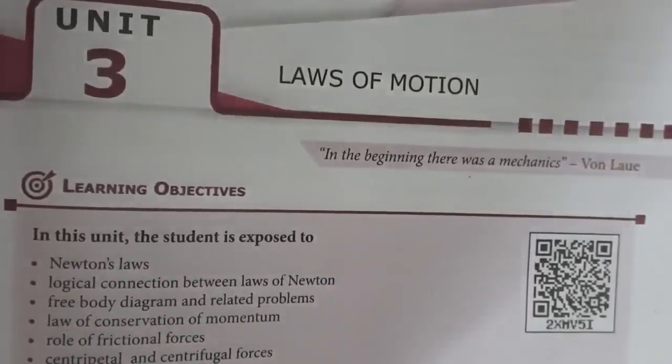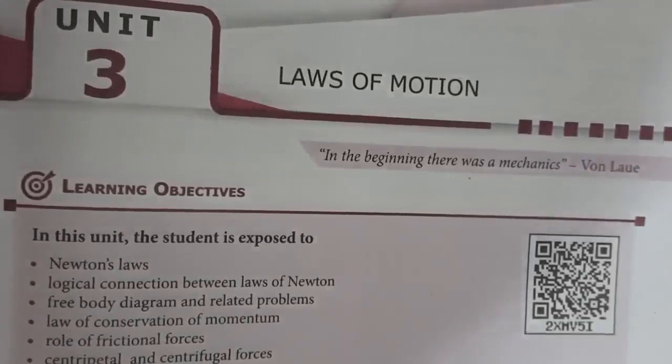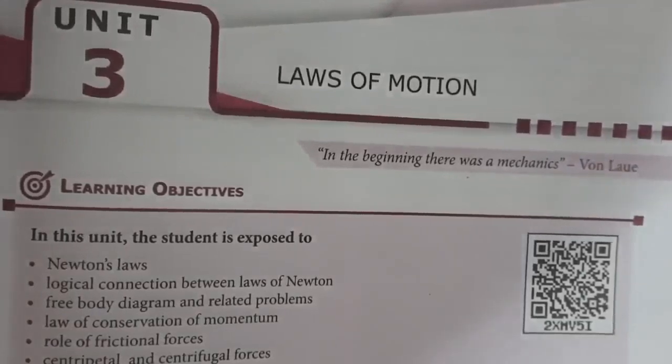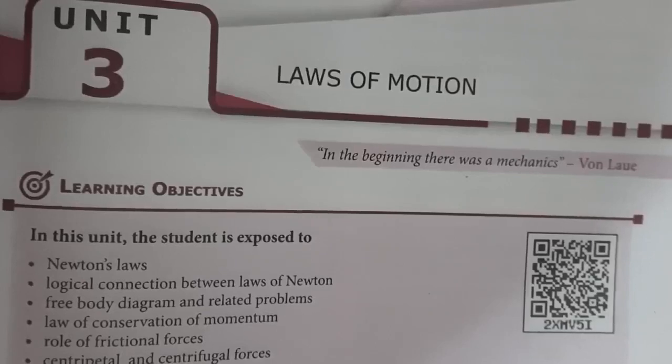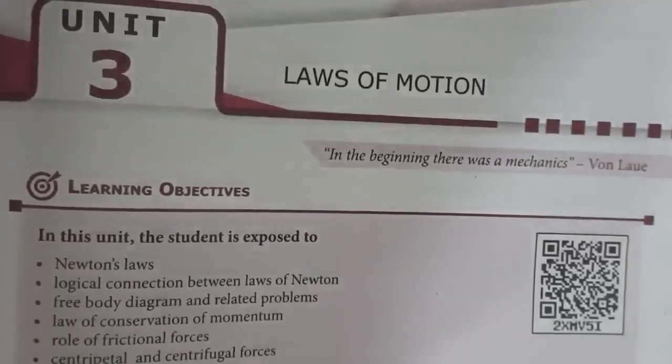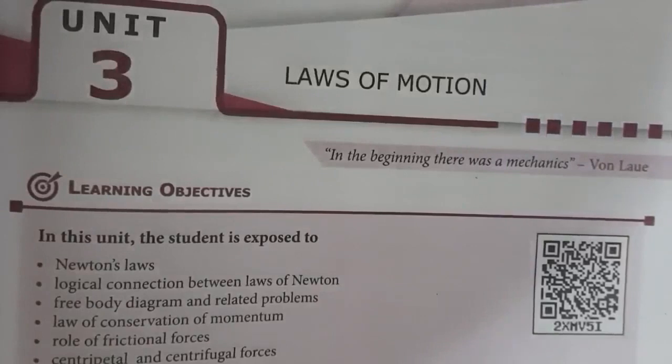Newton's second law: the force acting on an object is equal to the rate of change of momentum of the object. That is F equal to dp by dt.